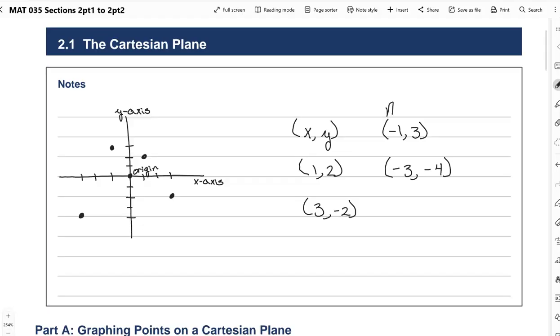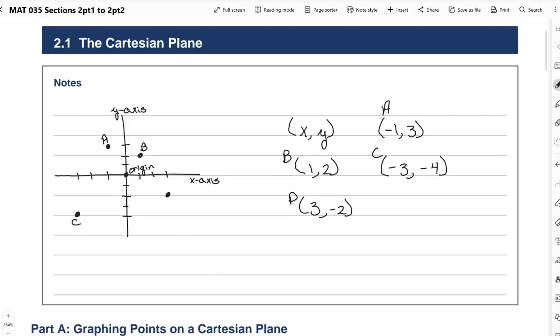So I'm going to call these points A, B, C, and D. So that first one, -1, 3, was point A. B was 1, 2. C was -3, -4. And then D was 3 and then down 2.